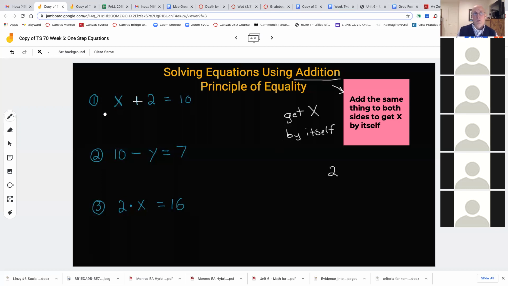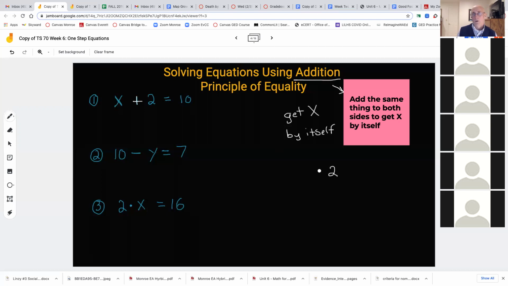And let's look at number 1 here. I bet you can look at number 1 and not even do any algebra and figure out what the answer is. Well, what is it plus 2 that equals 10? Your brain hopefully is going, well, it's 8. 8 plus 2 is 10, so x must be 8, right?